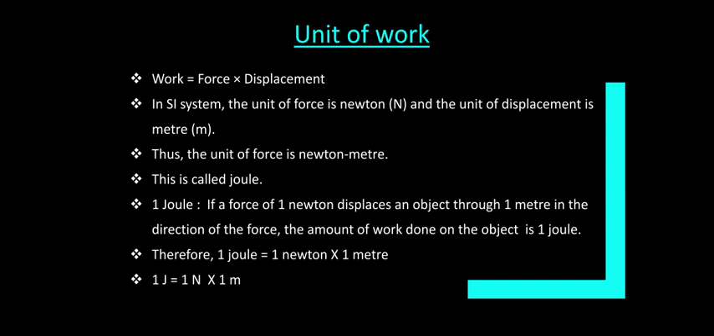So unit of work. Work is equal to force into displacement, correct? Force into displacement. So in SI system, the unit of force is Newton and the unit of displacement is meter. Followed? Unit of force is Newton. So force becomes Newton and displacement is meter. So thus the unit of work is Newton meter. And Newton meter is called as joule. So what will 1 joule be? If force of 1 Newton displaces an object through 1 meter in the direction of the force, okay, it should be in the direction of the force. The amount of work done on the object is 1 joule. Therefore 1 joule is equal to 1 Newton into 1 meter. Followed?